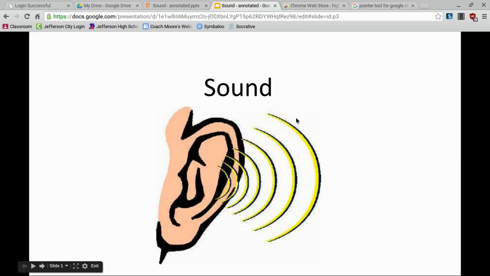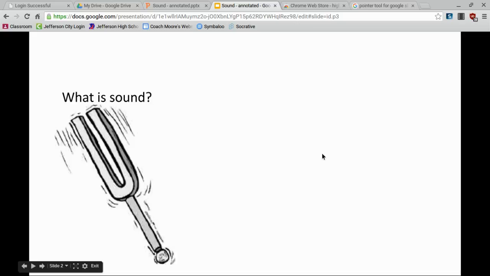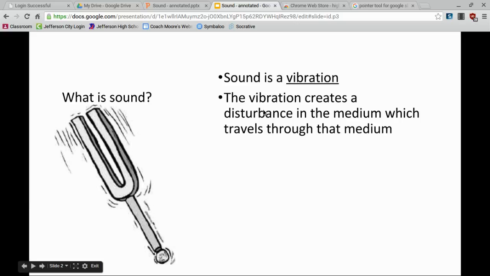Today we're going to be talking about sound and how sound is a wave. So first question is, well, what is sound? Sound is a vibration. Something has to be vibrating to produce a sound. Furthermore, the vibration creates a disturbance, and we learn that waves are a disturbance in space and time. So the vibration causes a disturbance in the medium that the vibration occurs in. And we talked about what a medium was. It's basically a solid, liquid, or gas.